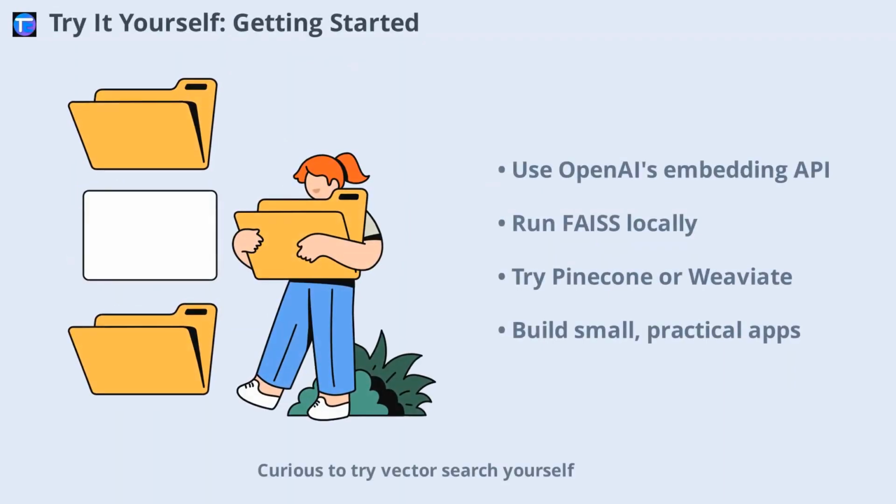Curious to try vector search yourself? Start by playing with embeddings using OpenAI's API. Just type in phrases and see the vectors. Next, run FAISS locally to store and search a few hundred vectors. Try hosted options like Pinecone or Weaviate, both of which offer free tiers. Finally, build a small app, a note searcher, recipe finder, or personal chatbot to see the magic in action. You don't need to learn everything at once. Start small and grow your understanding step by step.